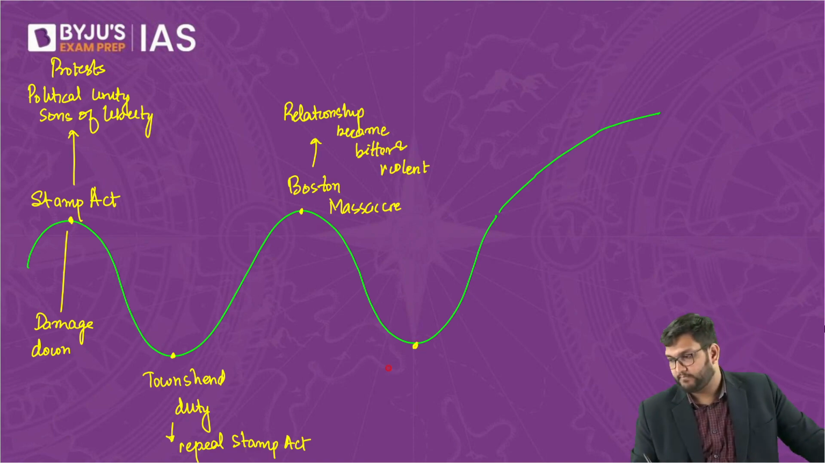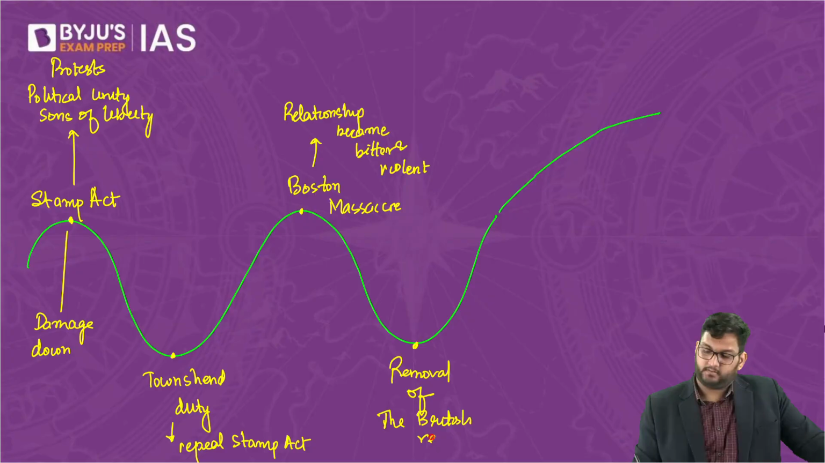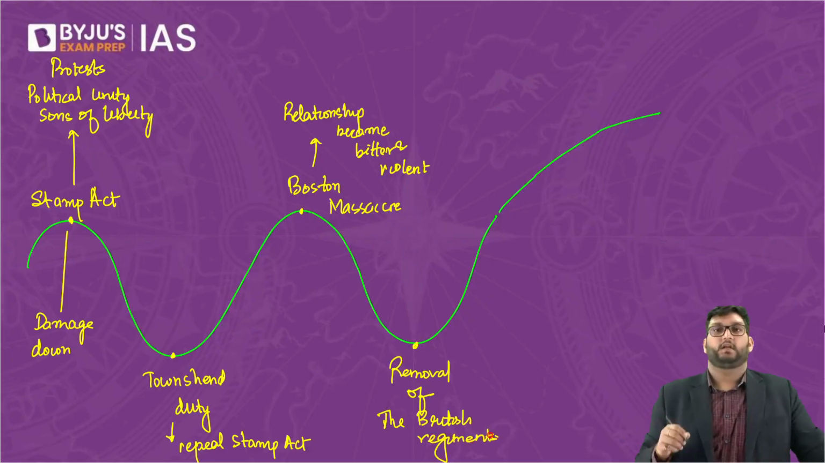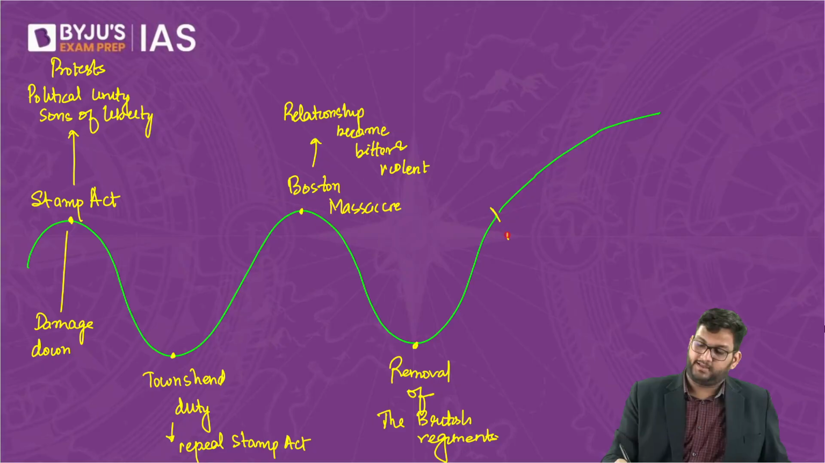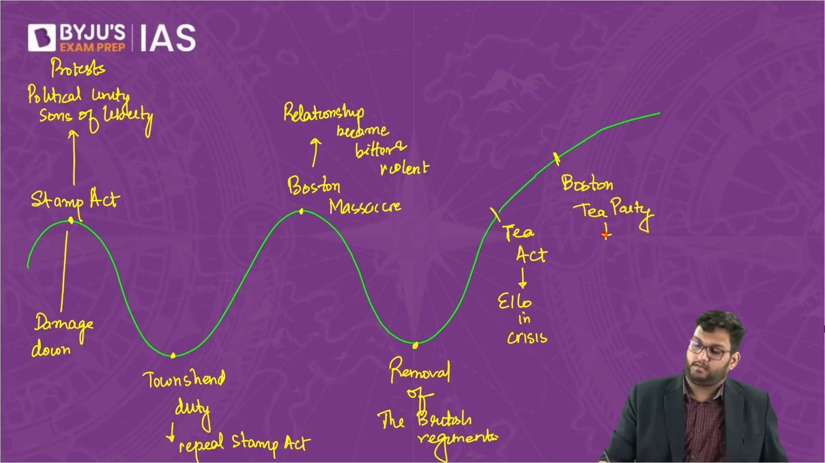Then comes removal of the British regiments. However, this will lead to the next, which is the Tea Act. Now, Tea Act was followed by Boston Tea Party. Tea Act, East India Company in crisis. Boston Harbor, tea thrown.